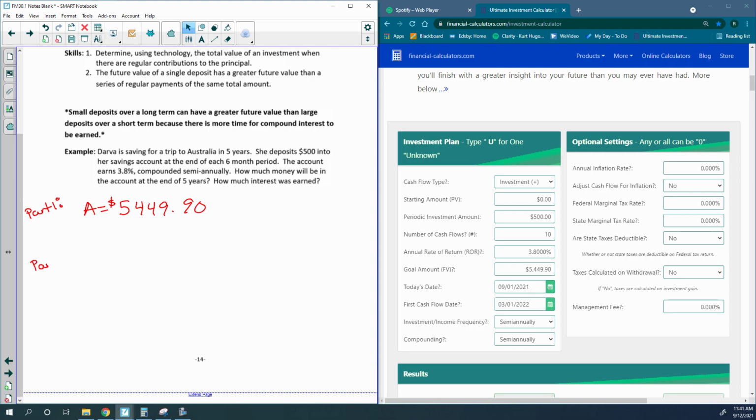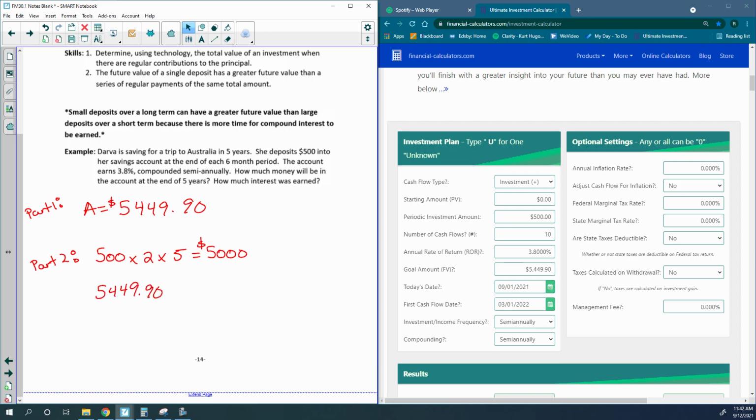Now for part 2, we want to know how much interest was earned. To figure that out, we first need to figure out how much money she has actually put in. So she's putting in $500 every 6 months, so that's twice a year for 5 years. That works out to be $5,000 altogether. So she's invested $5,000. To figure out how much interest she earned, we're going to take the future value.